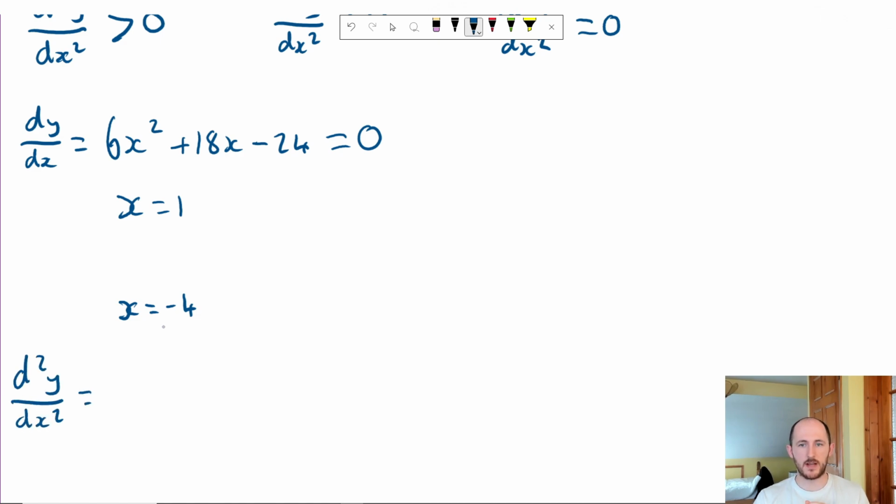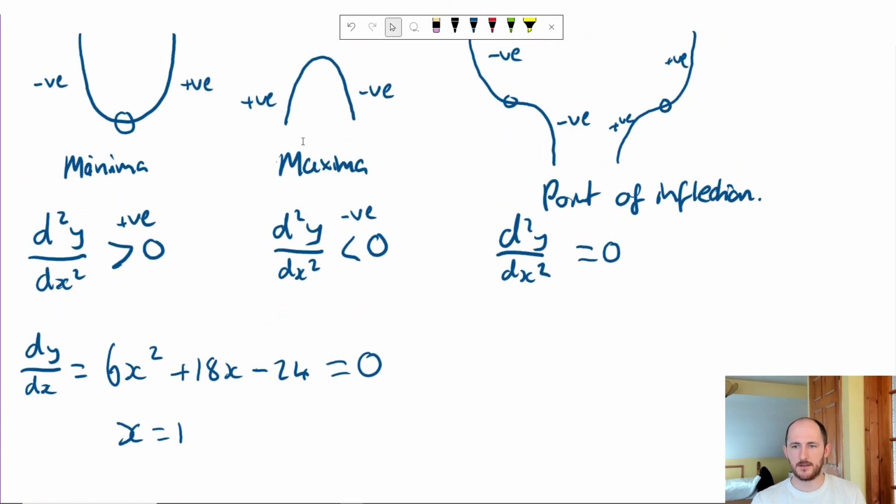How do you differentiate twice? You do the same thing again. Power forward, 12x. And remove 1 from the power, plus 18. And now, what I'm going to do is I'm going to sub both of these values in and see which one gives me, for a maxima, a negative answer.